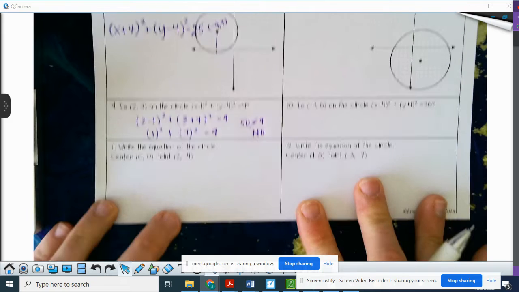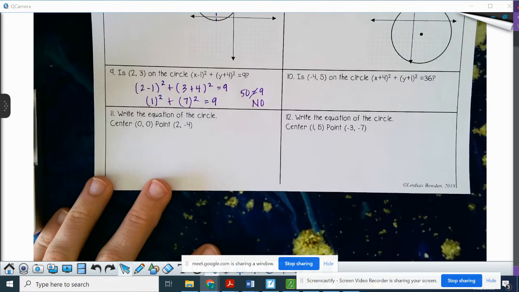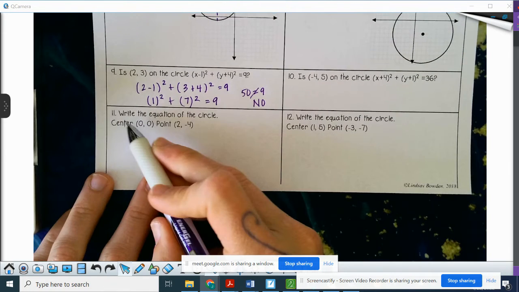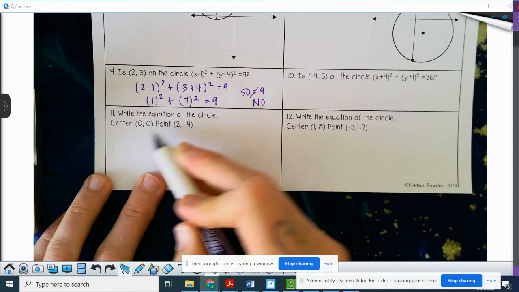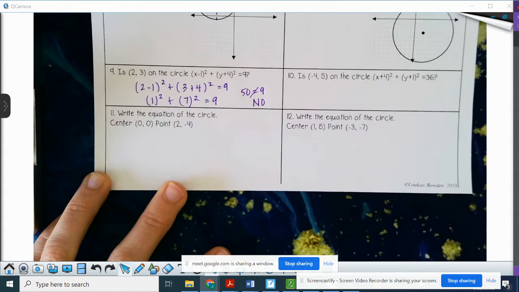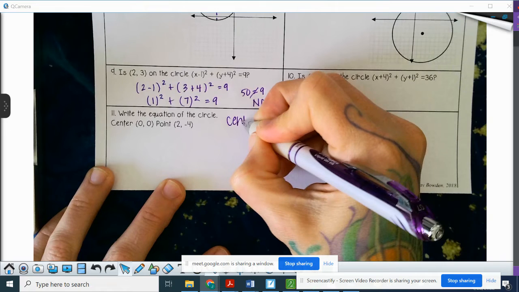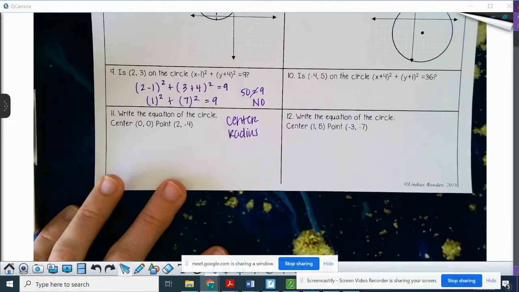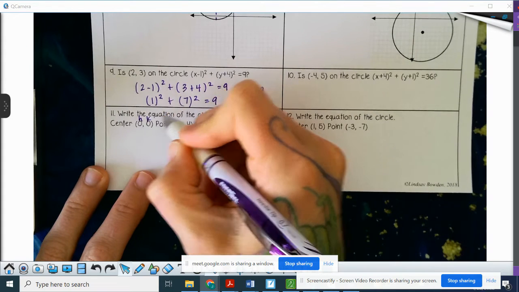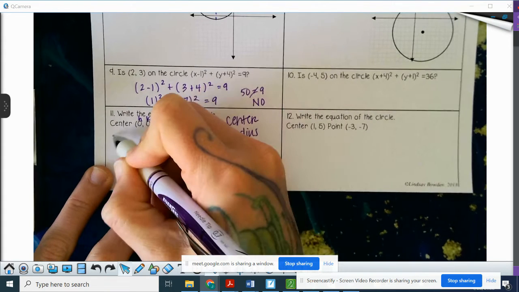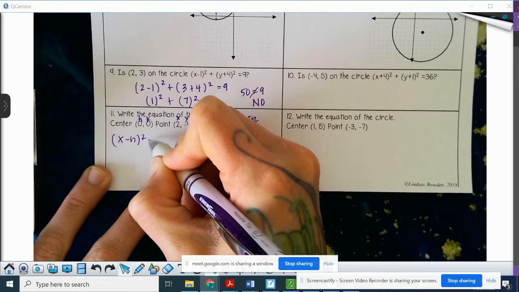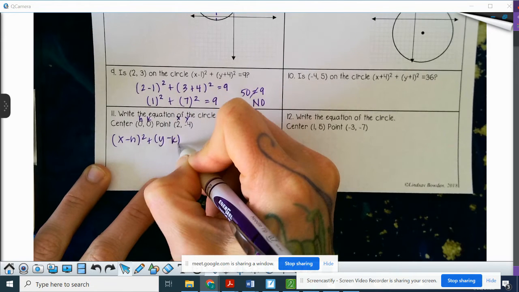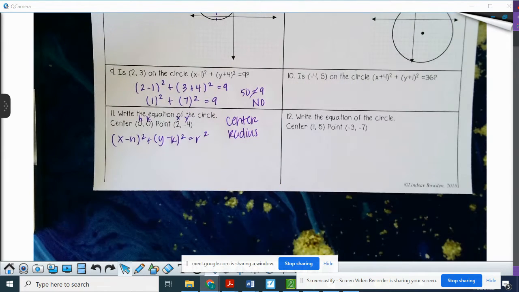This is where a lot of people, I think, get a little more wrapped up in. So write the equation of a circle with a center 0, 0 and a point 2, negative 4. You need center and radius to write the equation. In this case, you're missing the radius. So center is h, k, point is x, y. We're going to plug it in and solve for the radius, and then, of course, square it when we write our final equation.